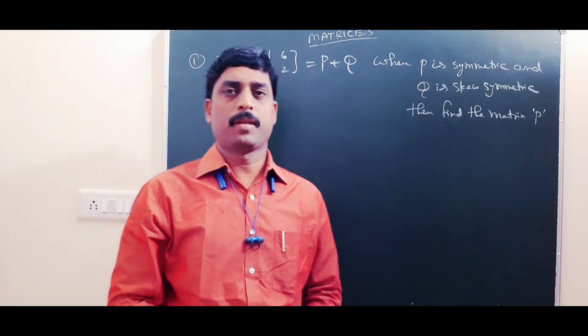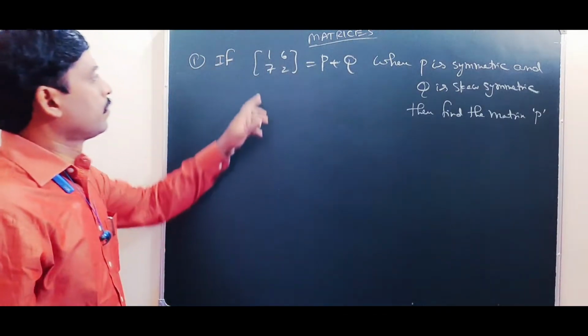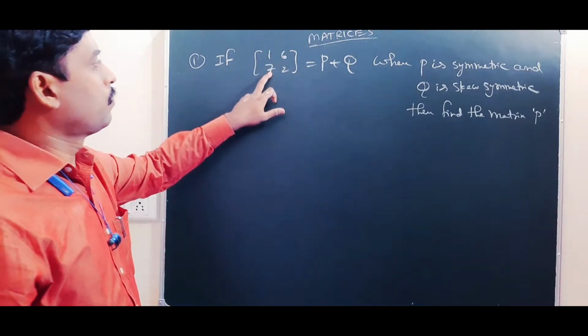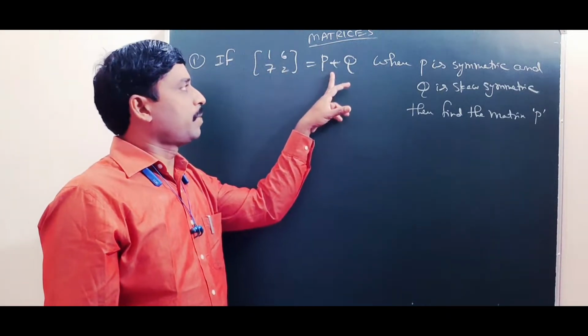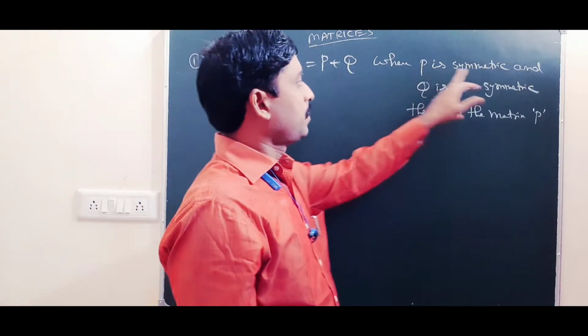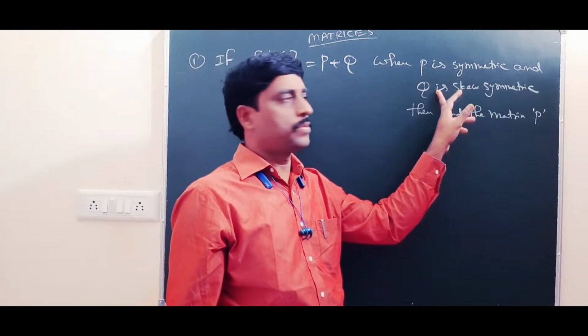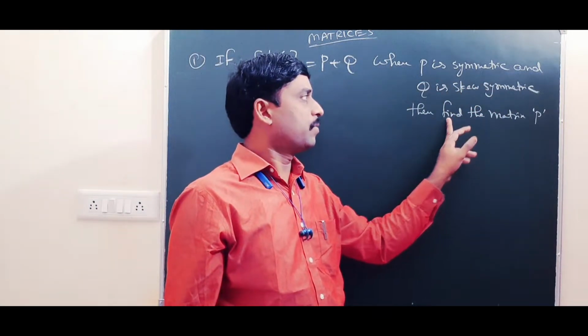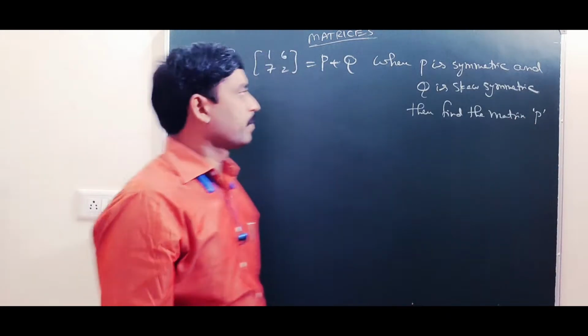Okay, now explain question number 1. If a 2 by 2 matrix [1 6; 7 2] is given equal to P plus Q, where P is a symmetric matrix and Q is a skew symmetric matrix, then we have to find the matrix P.